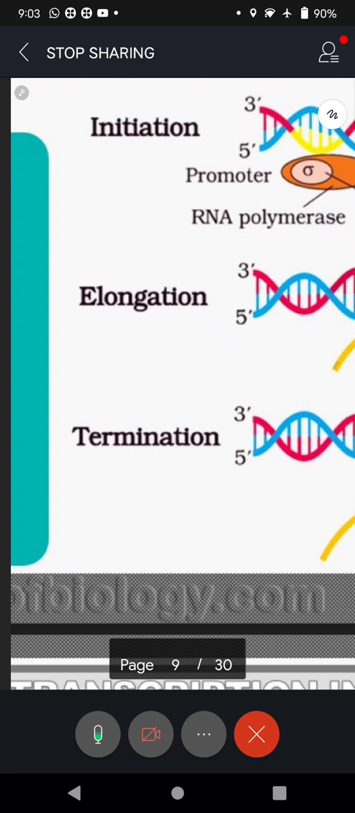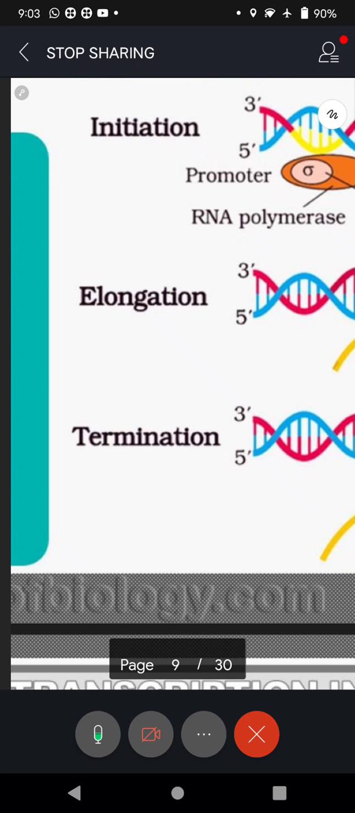So you must practice these diagrams. Soon after my class, whenever you are free, practice this: transcription in bacteria. Don't get confused. In the examination, two we will be talking: transcription in prokaryotes, that is bacteria, and transcription in eukaryotes. What we talked about just now is transcription in prokaryotes. For example, we have taken bacteria.